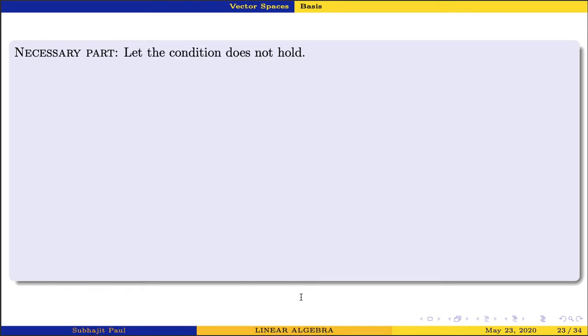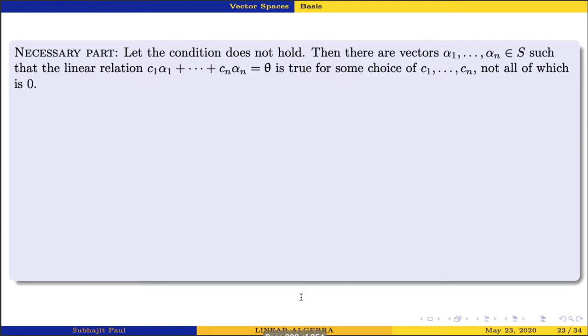Let the condition not hold. Okay, here also we are going to use the same contrapositive argument. So here let the condition not hold. Then there are vectors alpha 1 to alpha n in A such that the linear relation C1 alpha 1 plus C2 alpha 2 up to Cn alpha n equal to theta is true for some choice of C1, C2 up to Cn, not all of which are 0.